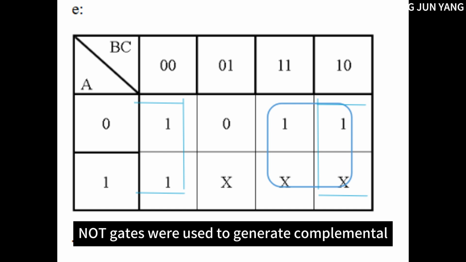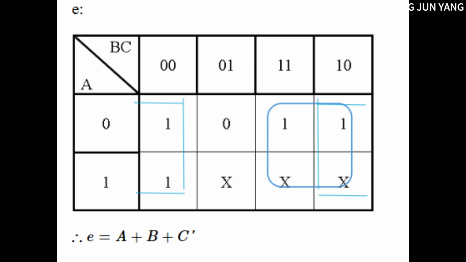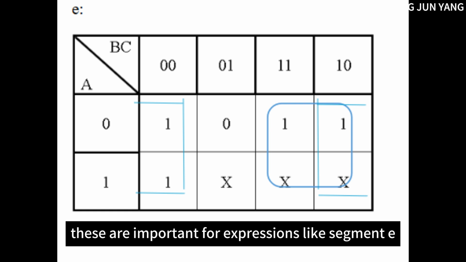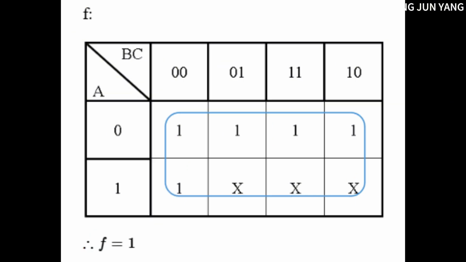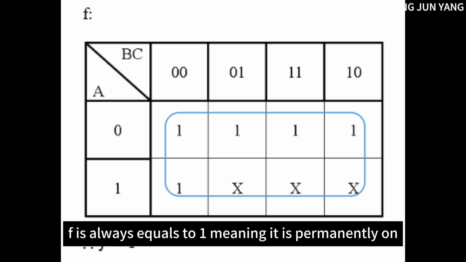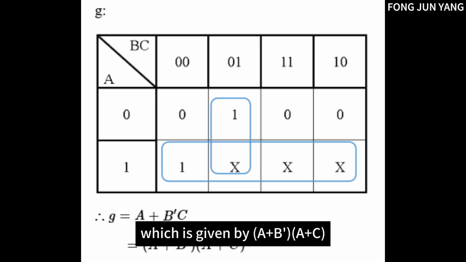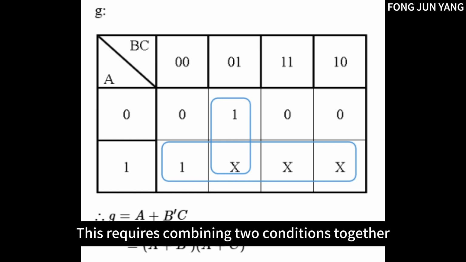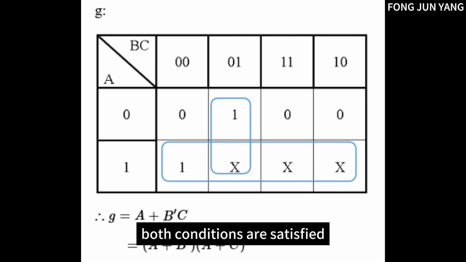NOT gates were used to generate complemental signals such as B complement and C complement. These are important for expressions like segment E, which is A plus B plus C complement. Segment F is always equal to 1, meaning it is permanently on. AND gates were used in segment G, which is given by A plus B complement times A plus C. This requires combining two conditions together so the output is only high when both conditions are satisfied.